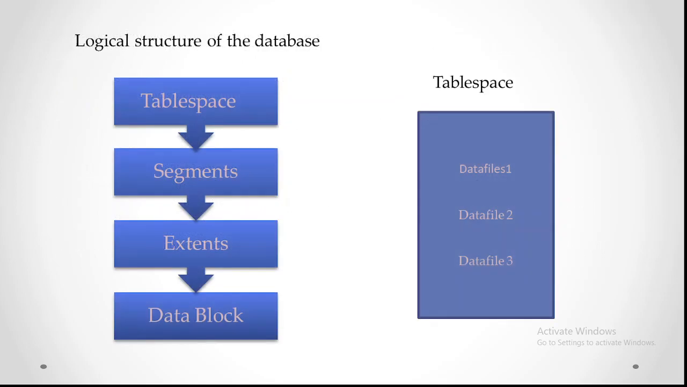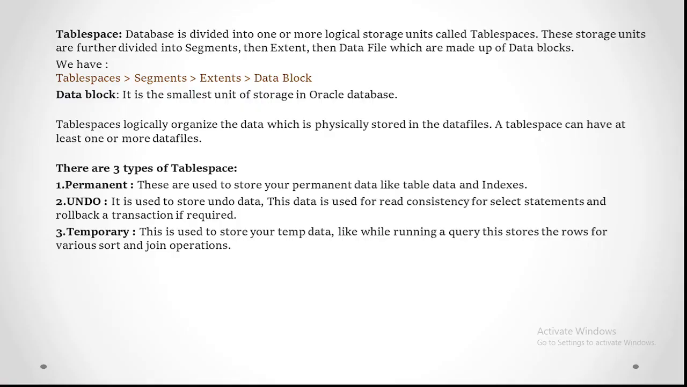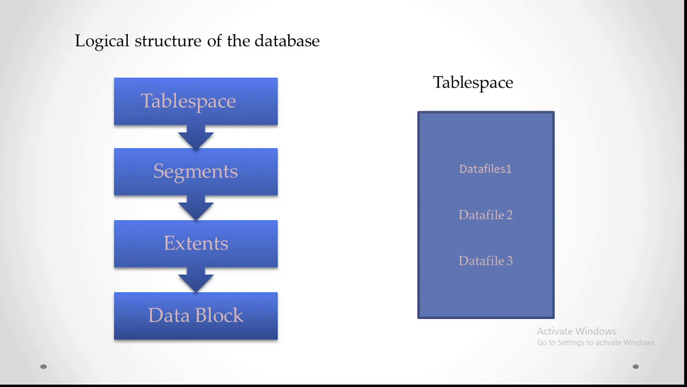So this is the logical structure of table space, segments, extents, data blocks, and this is physical, like table space is divided physically here. We can have data file 1, data file 2, data file 3. These are inside one table space. Okay, so where are we? We have talked about the logical structure of the database, and physically the table space is divided into data files.